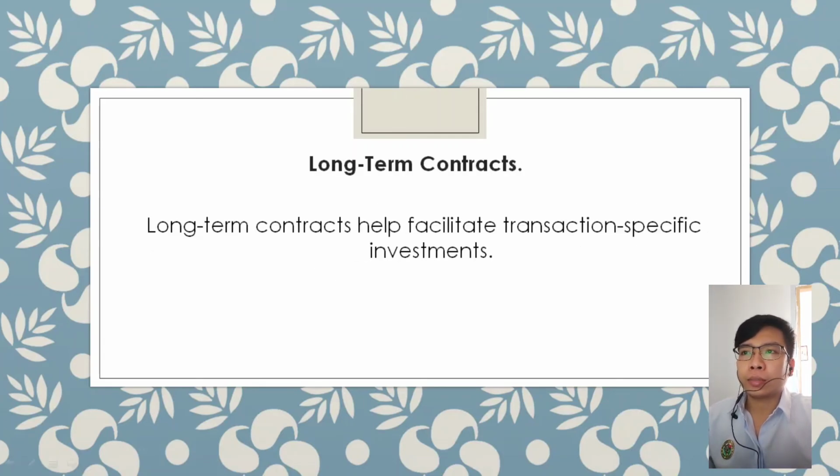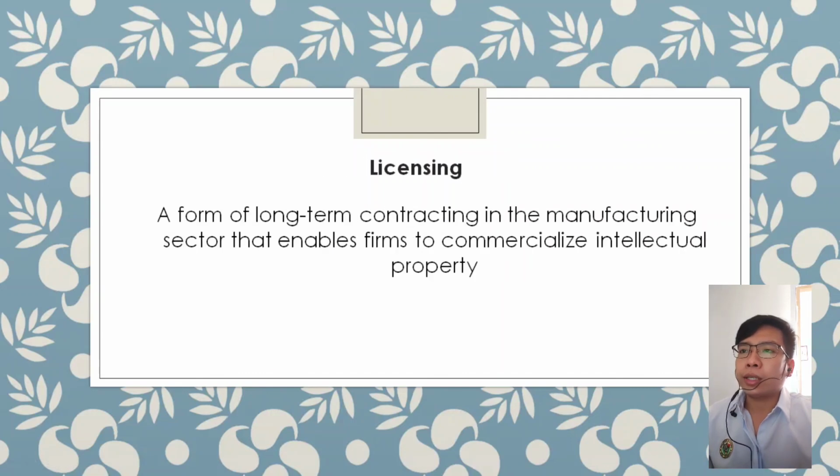Long-term contracts. Long-term contracts help facilitate transaction-specific investments. We noted that firms in short-term contracts have no incentive to make transaction-specific investment. Long-term contracts, which work much like short-term contracts but with a duration generally greater than 1 year, help overcome this drawback. Next is licensing, a form of long-term contracting in the manufacturing sector that enables firms to commercialize intellectual property.